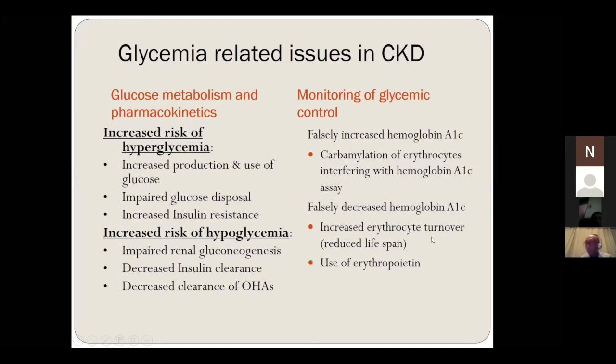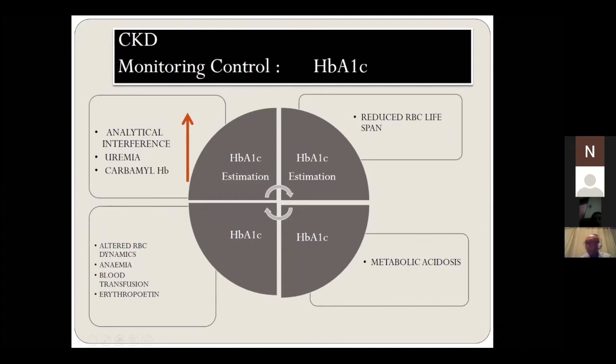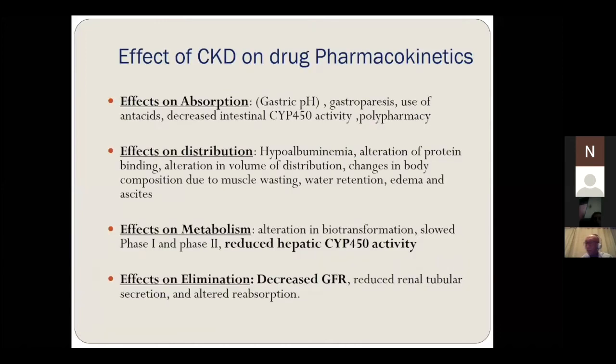Falsely decreased HbA1c is because of increased turnover; the lifespan of the RBCs is less, and with the use of erythropoietin, more and more younger RBCs come into the picture. So there is not sufficient time for glycosylation. So reduced lifespan reduces the HbA1c, while metabolic acidosis increases the HbA1c. Altered dynamics, anemia, blood transfusion, and erythropoietin all lead to reduction in the HbA1c, but analytical interference with uremia and carbamylation all increase the HbA1c. So there are factors which both increase and reduce the HbA1c, and both play an important role in chronic kidney disease.